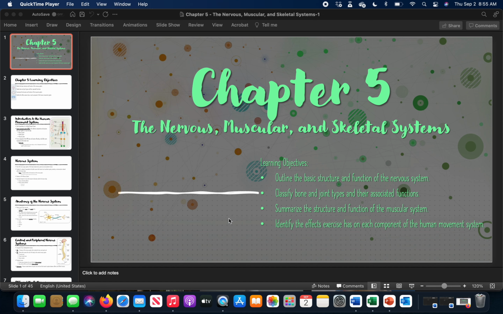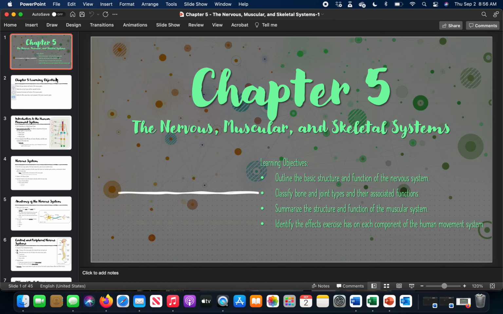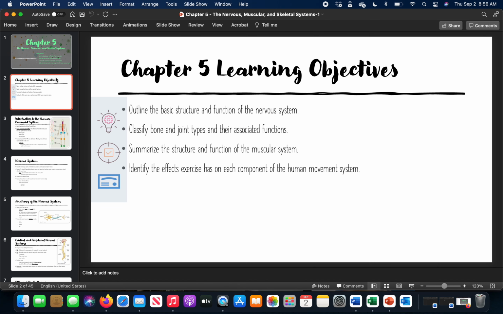You can see your learning objectives there, but it's basically going through the structures, types of, really just the main nuts and bolts of each one of those systems. So 45 slides of very important material that will be very demanding on you to remember, but also very important for you to understand as you're going through and taking your tests. So again, there's your learning objectives one more time.